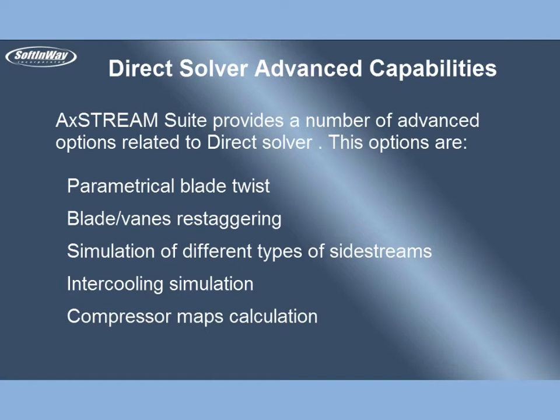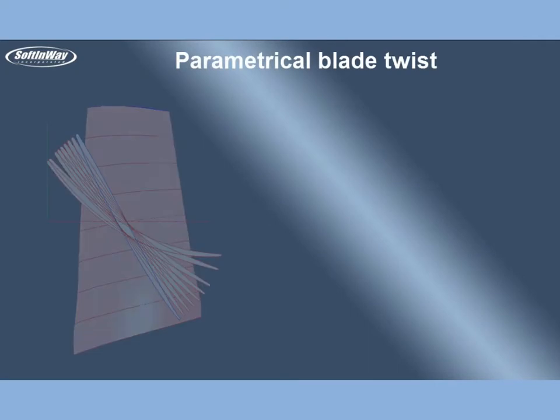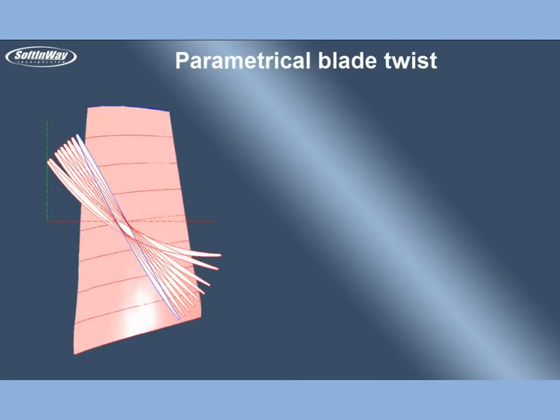Direct Solver Advanced Capabilities. AxSTREAM Suite provides a number of advanced options related to Direct Solver. These options are: parametrical blade twist, blade vanes restaggering, simulation of different types of side streams, intercooling simulation, compressor maps calculation. Parametrical blade twist. Exit blade angle for long blades, as a rule, varies along blade height.